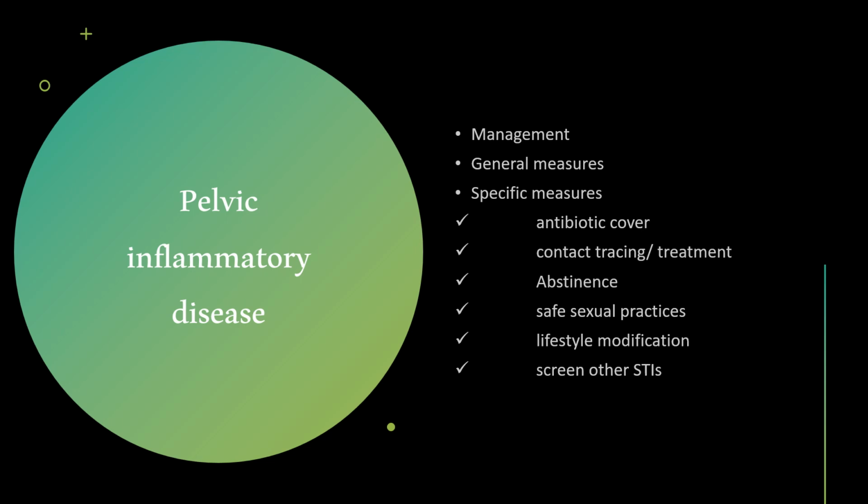Lifestyle modification, I have already told: if she is a smoker, she should quit smoking and alcohol, and whatever drugs she is using for sexual purposes, she should avoid these. And very common and very significant is that we should screen for other STIs, because patients with an STI are at risk of PID and patients with PID are at risk of STI. So we should screen for other STIs, right?